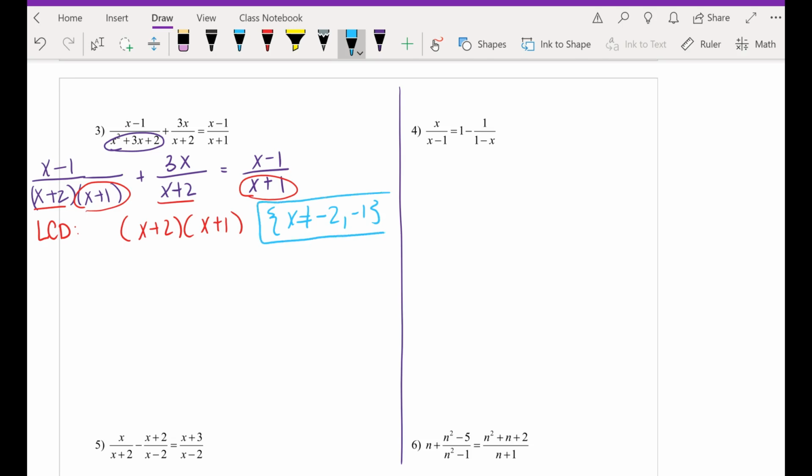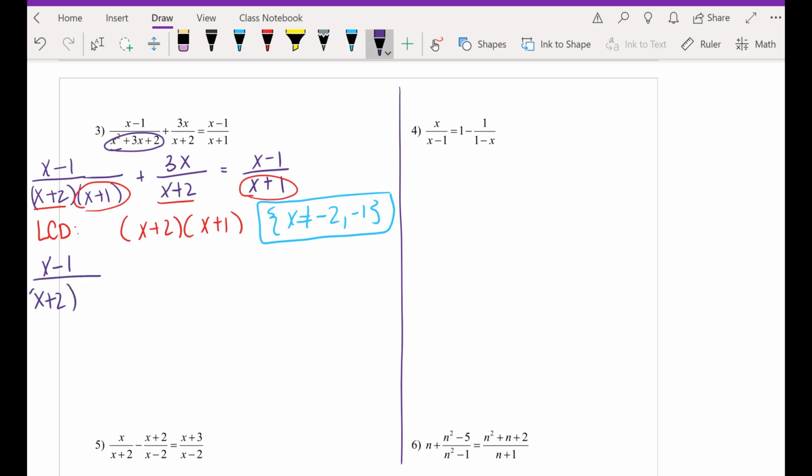And box that up. So what do you do with each restriction? I mean, not restriction. What do you do with the lowest common denominator? So I want you to think back. What do we do with each denominator that we found? The lowest common denominator. What do we do with it? We will multiply it to each and every term.